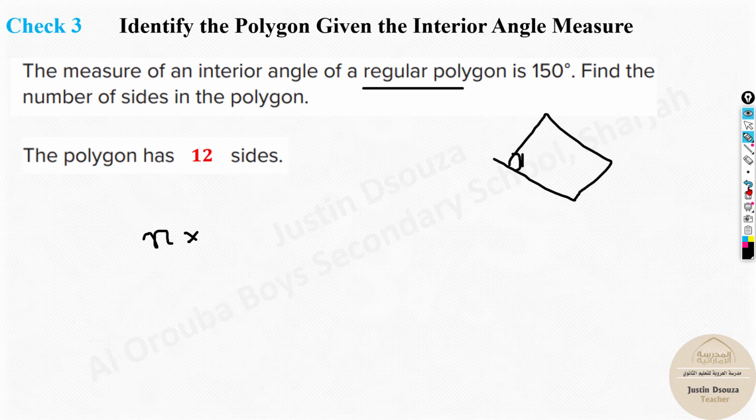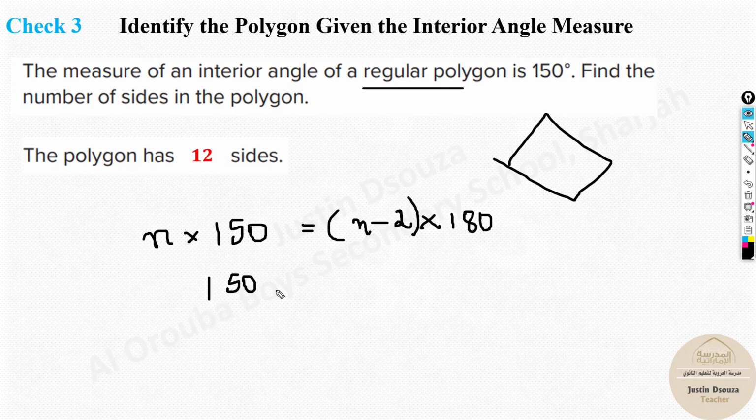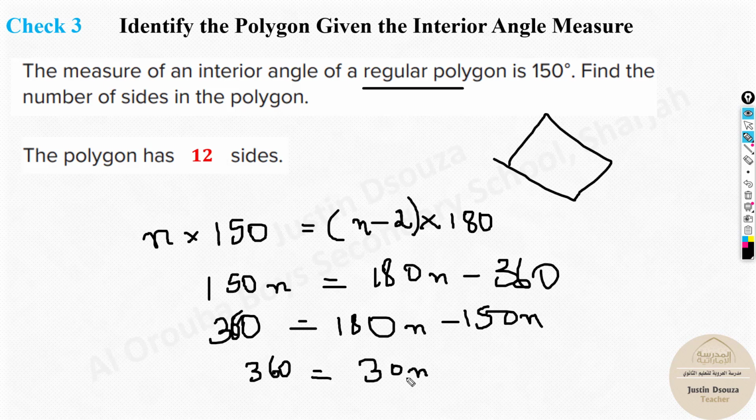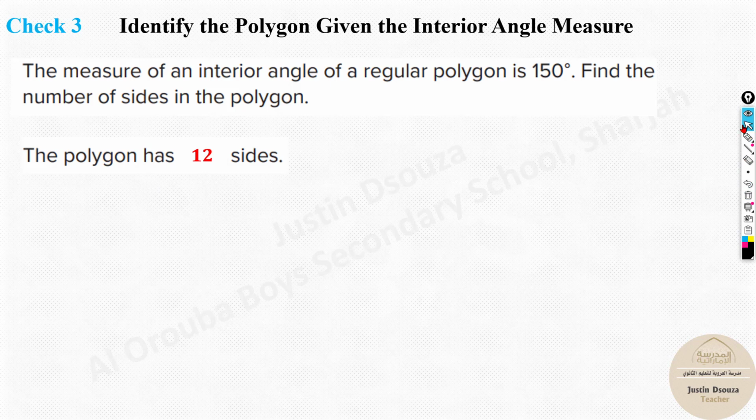So now, what do we write? n into 150 is equal to the formula, which is n minus 2 multiplied by 180. Now you need to just simplify this, or you can put it directly in your calculator. So it's 150n equals 180n minus 360. Now all you need to do is take 150n to the other side, so 360 becomes positive, equals 180n minus 150n. Now you get 360 equals 30n. Divide by 30, and it's going to be 12. 3 12s are 36. So the answer is 12 sides. Very straightforward.